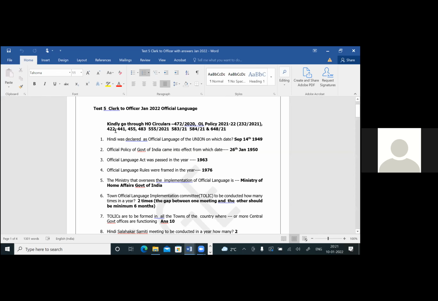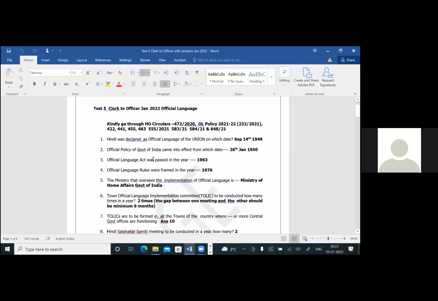So let us see. Hindi was declared as the official language of the Union on which date? September 14th, 1949. That is why September is called Hindi month, and September 14th is called Hindi Divas. So you should remember September 14, 1949, when Hindi was declared as the official language. Then 4 years are there.